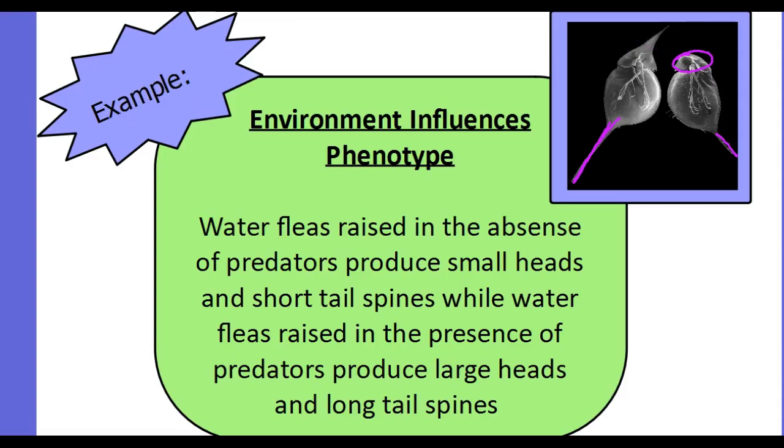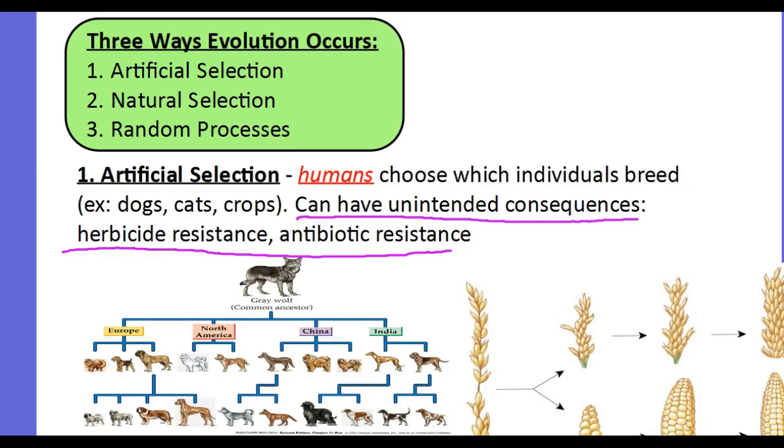All right. So 3 ways evolution occurs: artificial selection, natural selection, and random processes. In artificial selection, humans choose which individuals are going to end up reproducing together. They do this all the time with dogs. Anyone know anyone that has a golden doodle? Same thing, or a purebred dog. They take 2 Dalmatians, breed them together so they get a purebred Dalmatian. Or they take a golden retriever and a poodle and they combine them so you get a golden doodle.